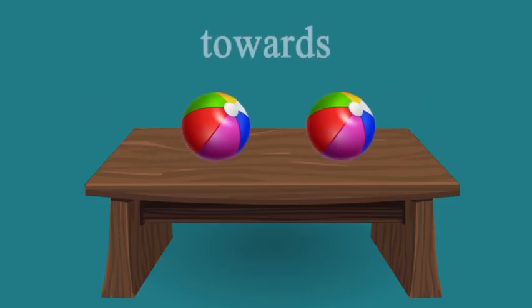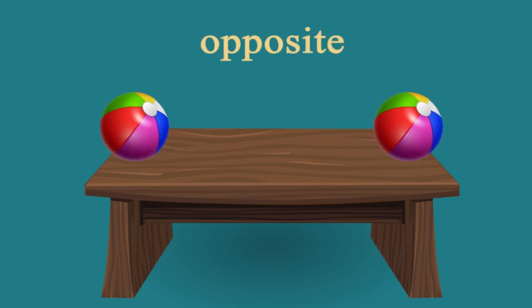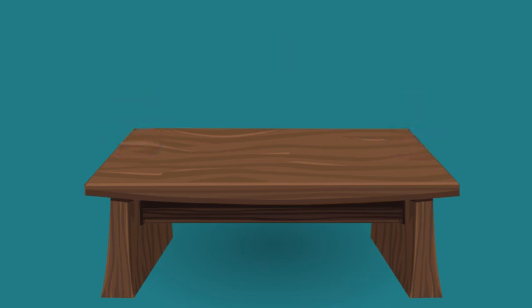The balls move towards each other. So the preposition is towards. The balls move in opposite directions. So here opposite is the preposition. This is up and it's a preposition, and this is down. It is also a preposition.